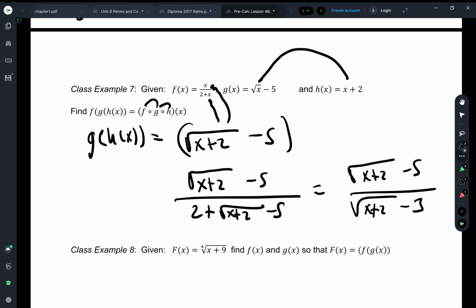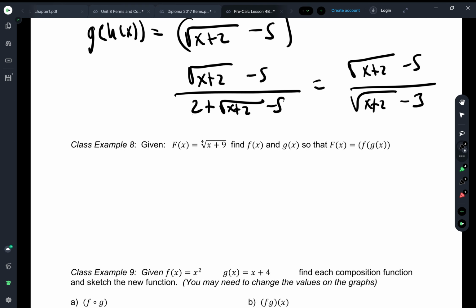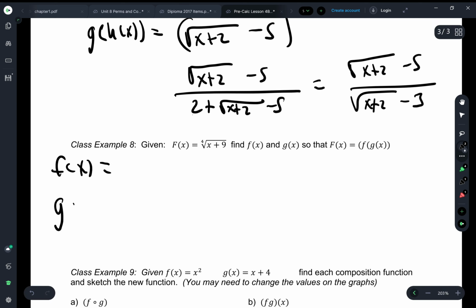Okay, all right. This one, so we have if big f of x is 4th root x plus 9, find f of x and g of x so that it is f of g of x. So basically saying, I know it's kind of confusing sounding, it's basically saying what are the two functions that could create the situation. Answers vary in this, so you typically go easier.